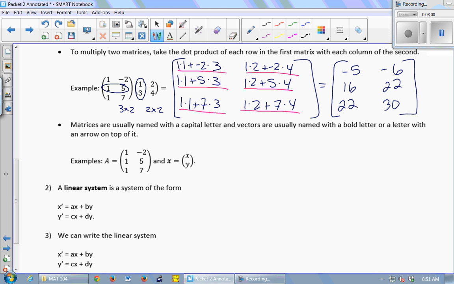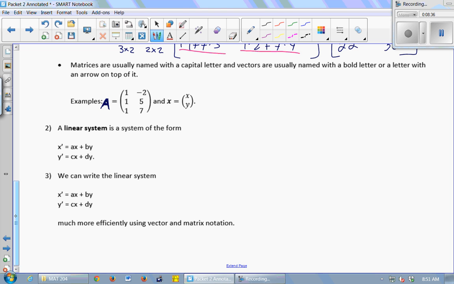Okay, so matrices are usually named with a capital letter. Vectors are usually named with a bold letter, or a letter with an arrow on top of it. Your book, I believe, is strangely also using a bold letter for naming matrices. I don't know why. Some books do, some books don't. So you'll have to know which is a matrix, which is a vector. All right, that's it for linear algebra. That's everything you should need to know for now.